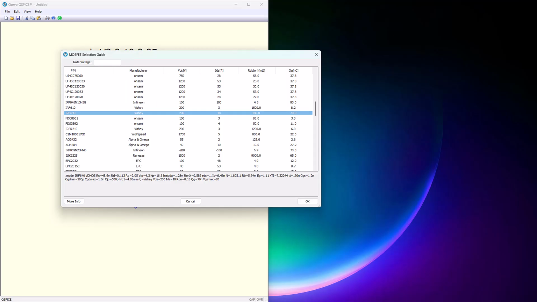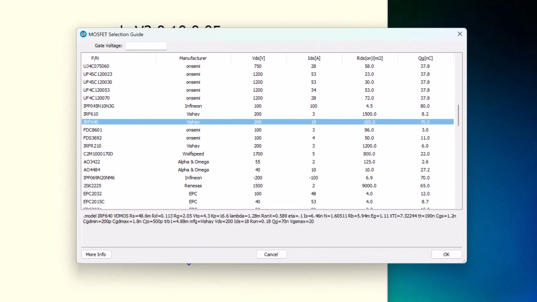So far, we've been reading the data. Now, let's actually use the model. Manufacturers provide SPICE models for their MOSFETs, and for our simulator, QSPICE, we're in luck. QSPICE includes a built-in model specifically designed for vertical power MOSFETs called VDMOS.